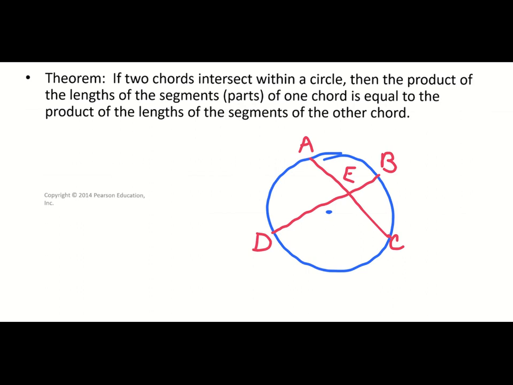And then if I know that I have my lengths of my chords, we're going to fill in some measurements.